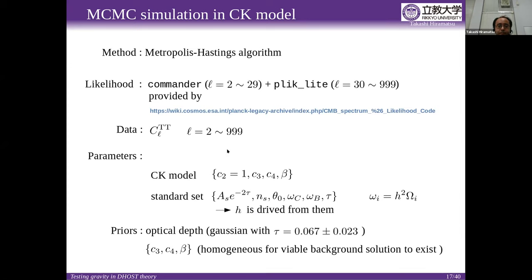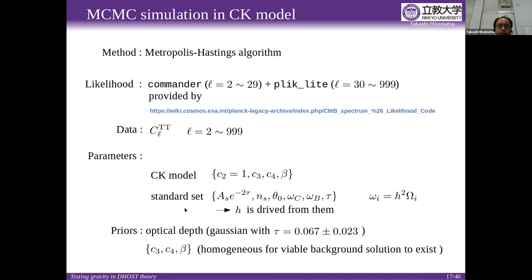And we focus on these parameters. The four parameters that characterize the Crisostomi and Koyama model are C2, C3, C4, and beta. And here, C2 is fixed to be one. Actually, this is just a normalization of the scalar sector.